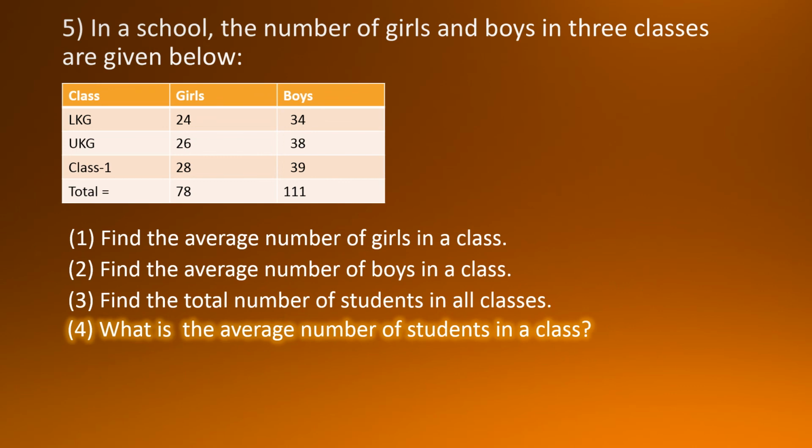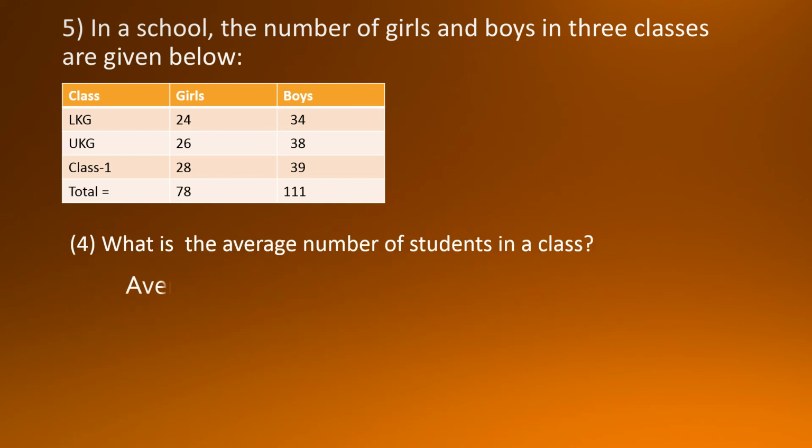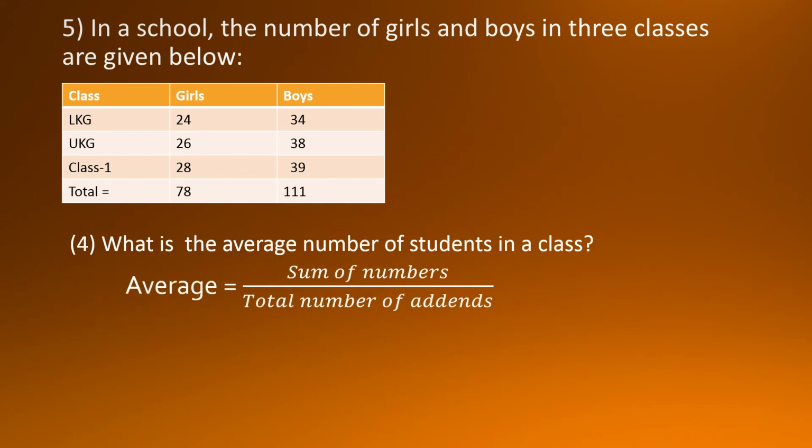The last question is, what is the average number of students in a class? We know that average is equal to sum of numbers upon total number of addends. First, write the sum of total number of girls and boys in all 3 classes, which is 78 plus 111, and divide by the total number of classes, which is 3.